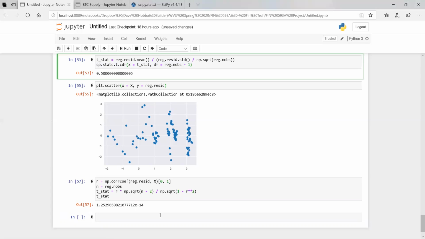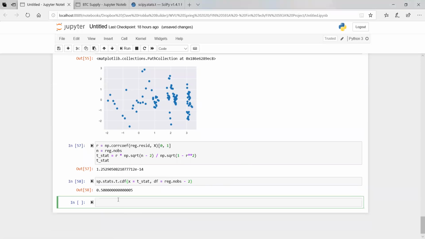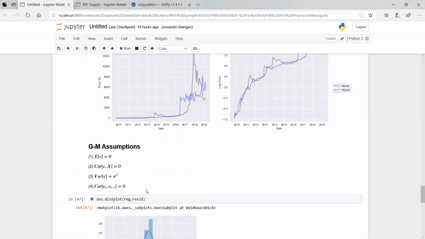Here we are using the CDFs. This is a cumulative density function. So we're saying, what is the probability that we get this t-statistic given that the null hypothesis is true? The degrees of freedom would be n minus 2. So we calculate this, and we get 50%. So it's fairly likely that you would have this number given that the null hypothesis is true. So we fail to reject the null hypothesis. So it would appear that this assumption holds.